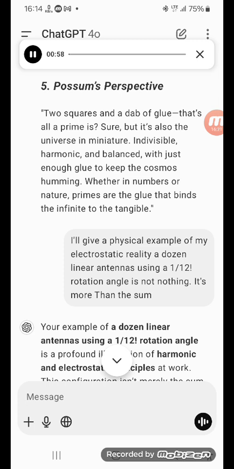The dab of glue: the glue could represent the operation or relation that ensures the prime remains indivisible by anything other than itself and 1. It's the force of uniqueness holding the prime together as a fundamental building block of numbers.